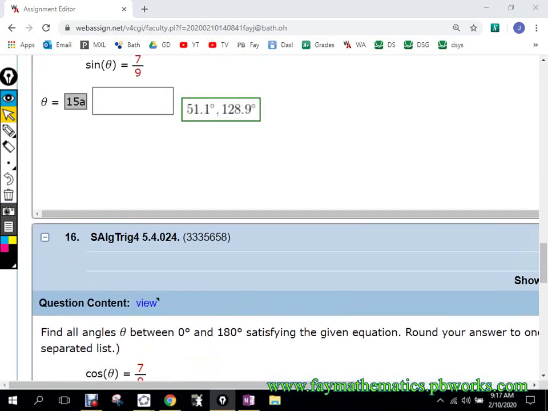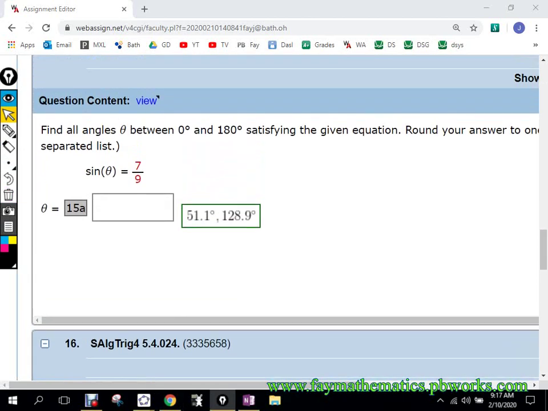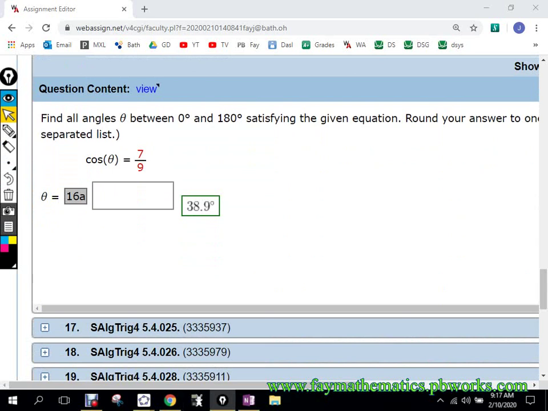Okay. So that one had 2 answers, right? We get down to cosine, change the ratio. Now we only get 1 answer. So let's talk about why we only get 1 answer. Cosine's inverse is only going to provide answers from 0 to 180. Okay?